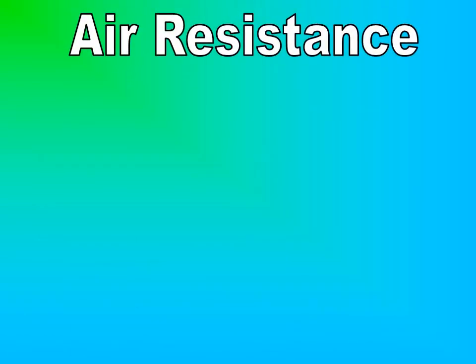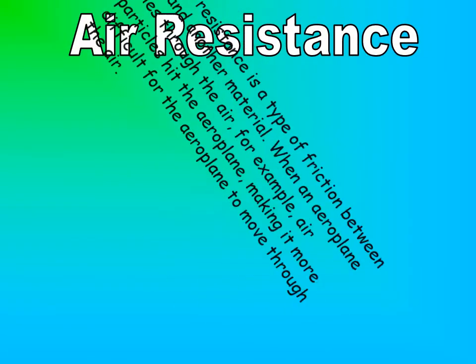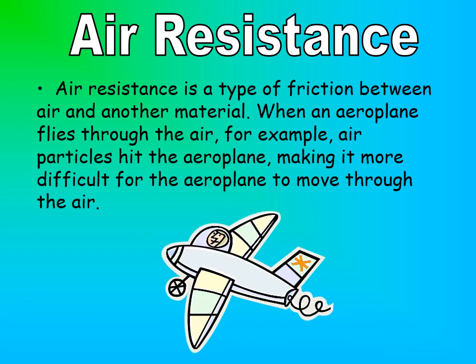Now, air resistance is a type of friction between air and another material. So when an aeroplane flies through the air, for example, air particles hit the aeroplane. If I can just show you here, you'll have invisible air particles hitting that plane. And basically, this makes it difficult for the aeroplane to move through the air, effectively slowing it down.